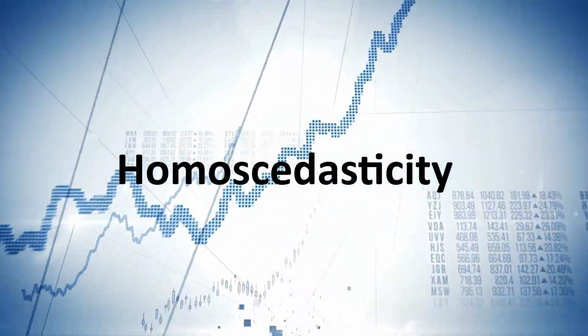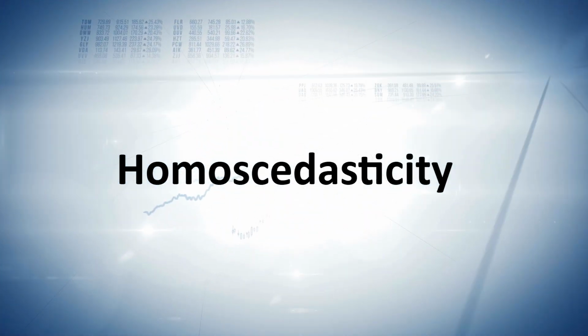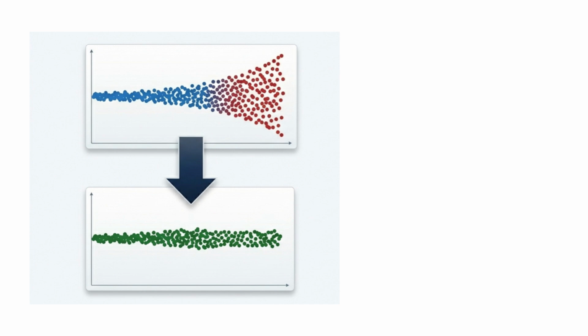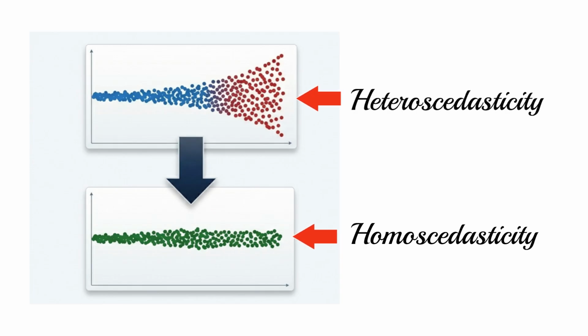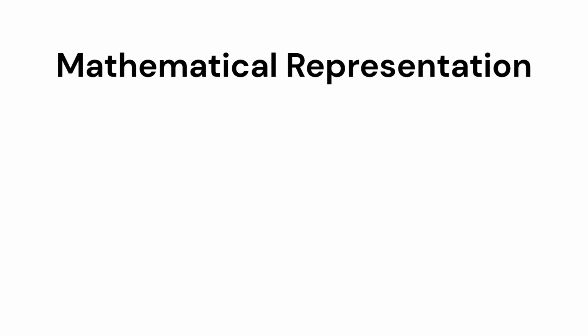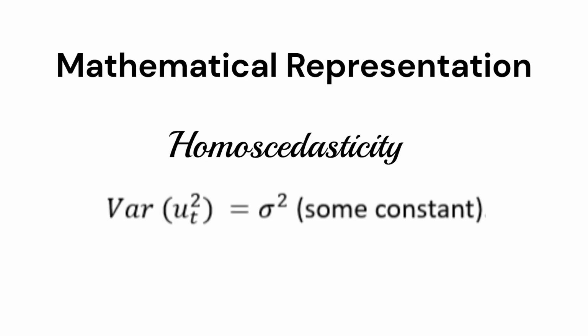Homoscedasticity is the next assumption, and it means that the model's accuracy should be consistent. In simple terms, when the spread of data stays constant, we have homoscedasticity. And when the spread of data increases or decreases systematically, we have heteroscedasticity. Mathematically, homoscedasticity is represented as variance of ut square is equal to sigma square, which is a constant.